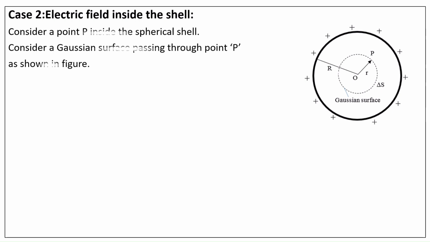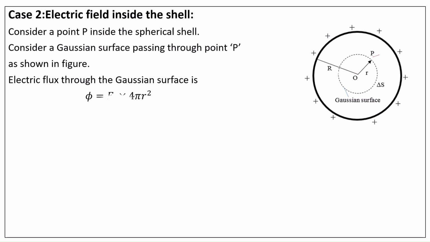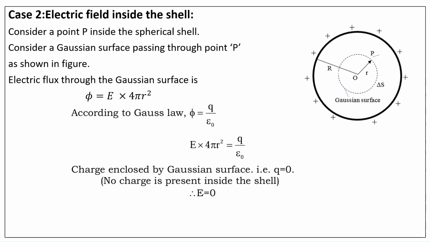Case 2. Electric field inside the shell. Consider a point P inside the spherical shell. Consider a Gaussian surface passing through point P as shown in figure. Electric flux through the Gaussian surface is phi is equal to E into 4 pi r square, equation 1. According to Gauss law, phi is equal to Q by epsilon naught, equation 2. From equation 1 and 2, E into 4 pi r square is equal to Q by epsilon naught.